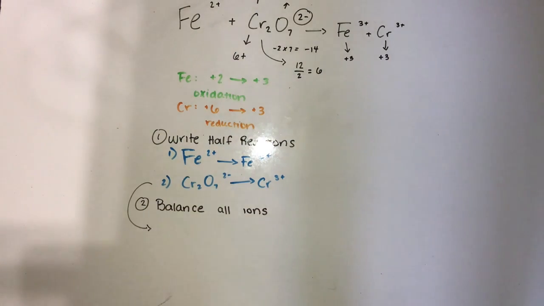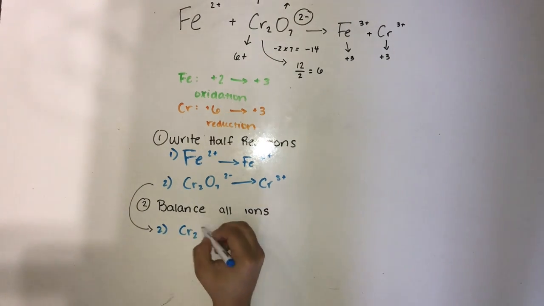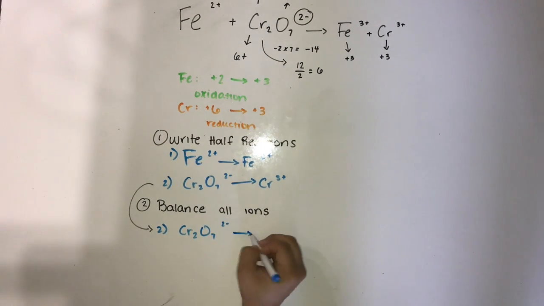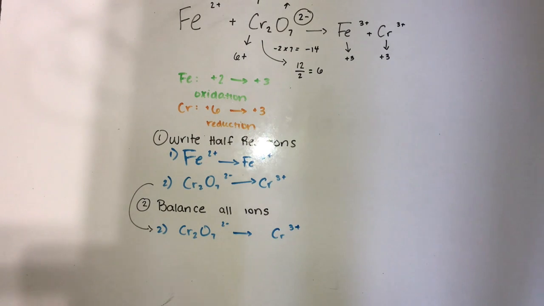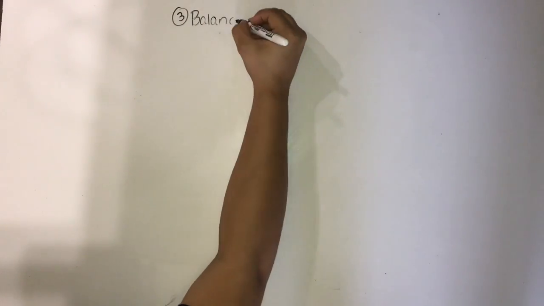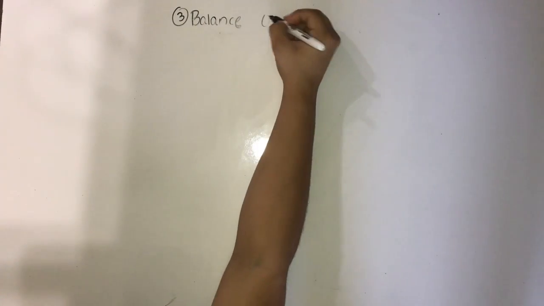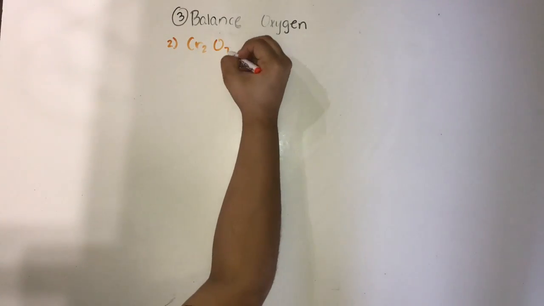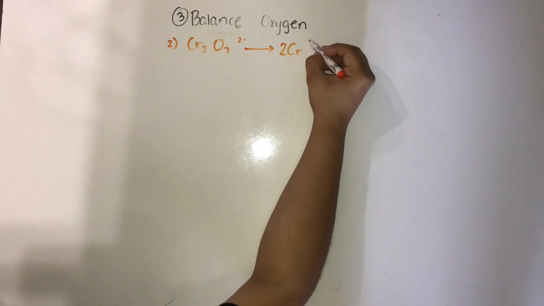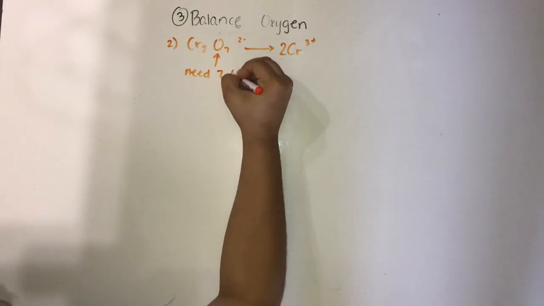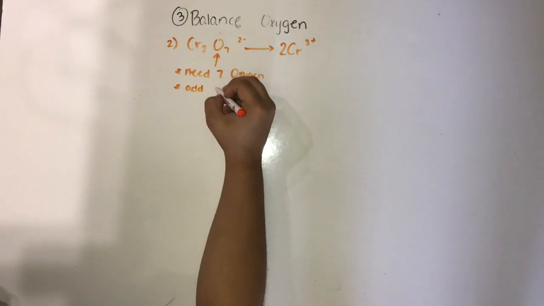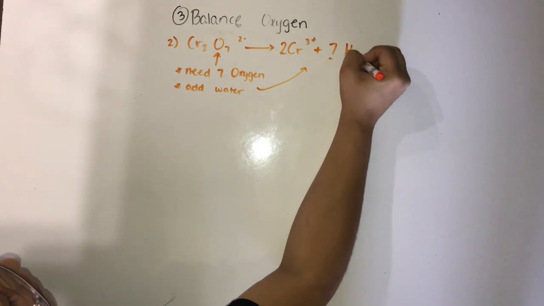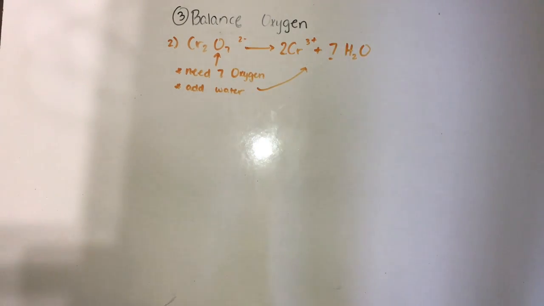Since Fe has 1 mole and Fe has 1 mole, they're balanced. And then for the second equation, you have to balance all the ions, which means that you have to have 2 Crs on both sides. But wait, there's more. Now we have to balance the oxygen. In order to balance the oxygen, we have to add water. Since dichromate has 7 oxygen atoms, we have to add 7 water molecules because each water molecule contains 1 oxygen atom.